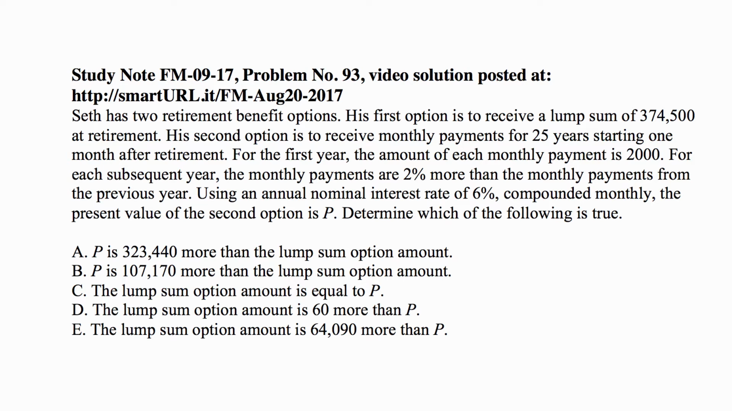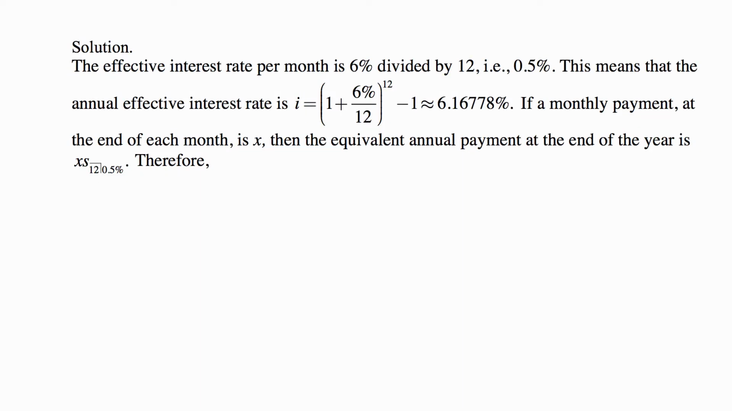Using an annual nominal interest rate of 6% compounded monthly, the present value of the second option is P. Determine which of the following is true, and all the answers are about comparing P to this $374,500 lump sum, so we just need to find out what P is and then compare it to the lump sum amount. So the trouble is that there are level monthly payments each year, but then they change every year. The frequency of payments is monthly, but the frequency of change is annual. Not compatible, which makes it a bit difficult.